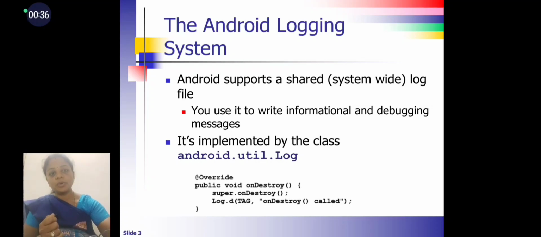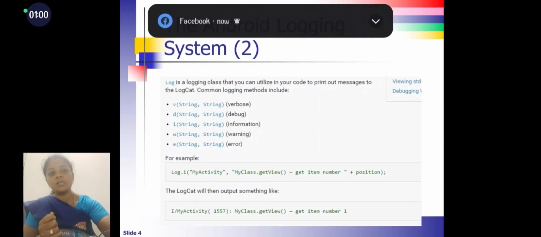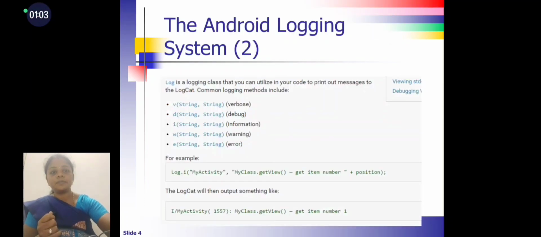Here is an example code for the Log class. Here we have called the onDestroy method using the Log.d method. Here we have given some of the common logging methods like v(String, String). V means verbose, D means debug, I means information, W means warning, and E means error. Here is an example of the Log.i method for printing a message in the logcat window.